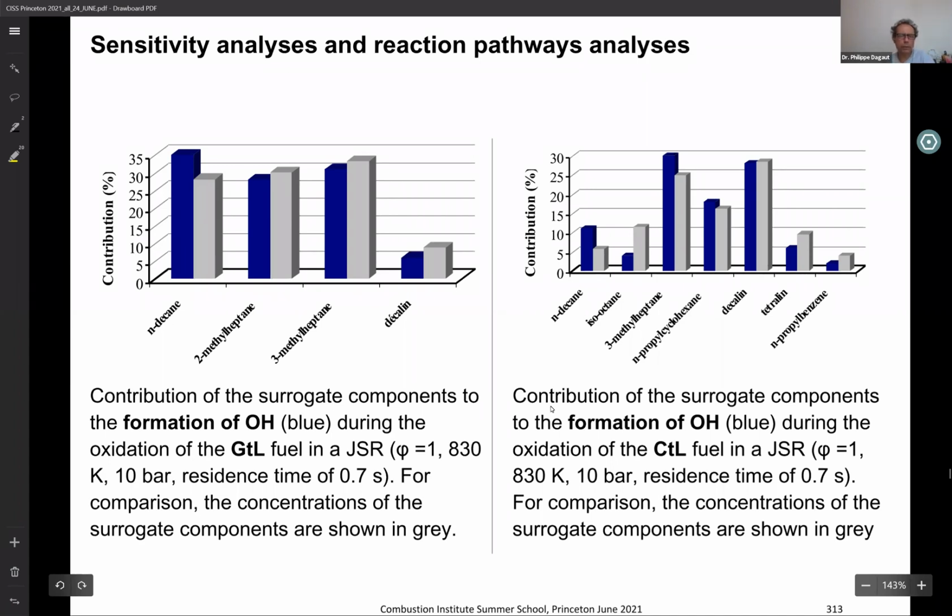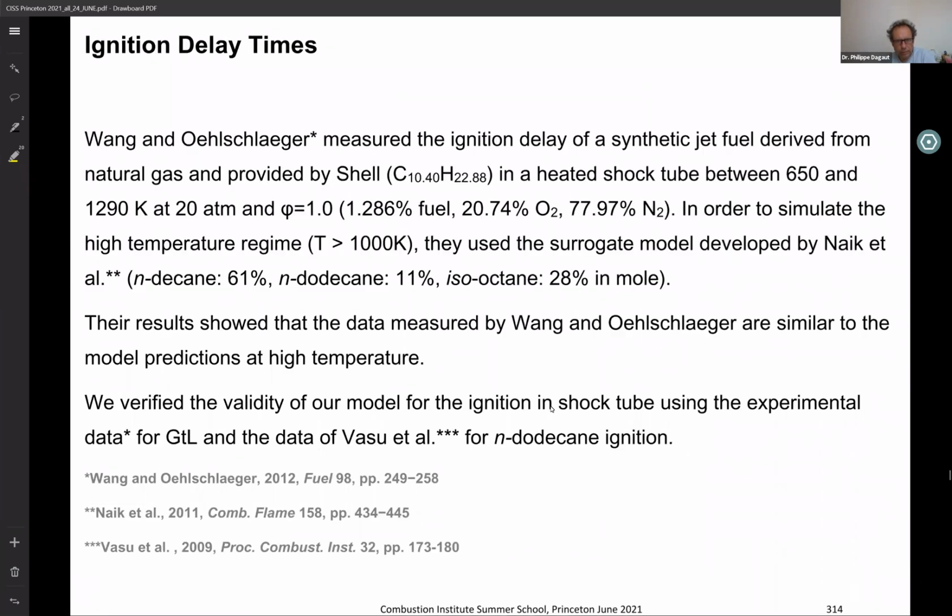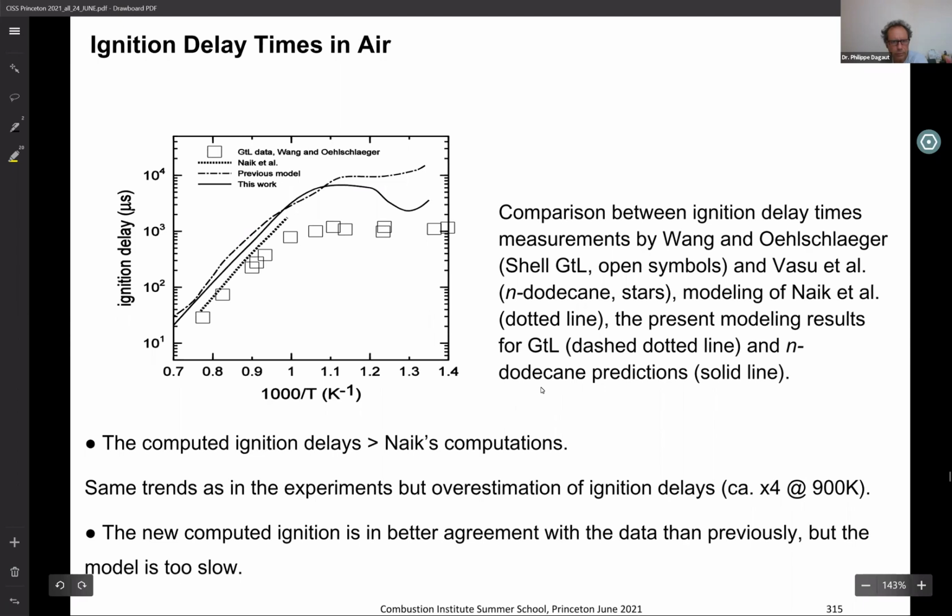Ignition delays, so we used data from the literature, and we compared those with our model prediction. And this is what is shown here. So these are our predictions. You see that below 1000 K, the experiments are below what we can predict. Although we are not sure of the composition of the synthetic jet fuel which was used in these experiments.